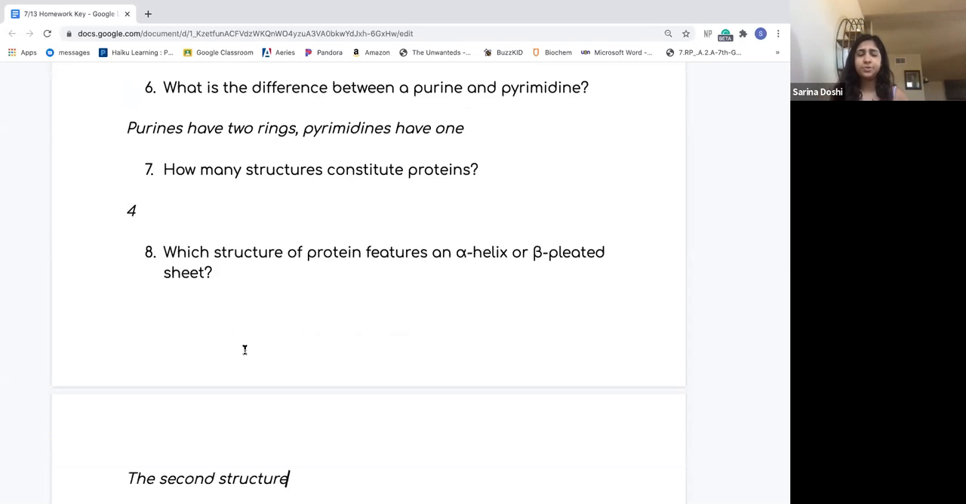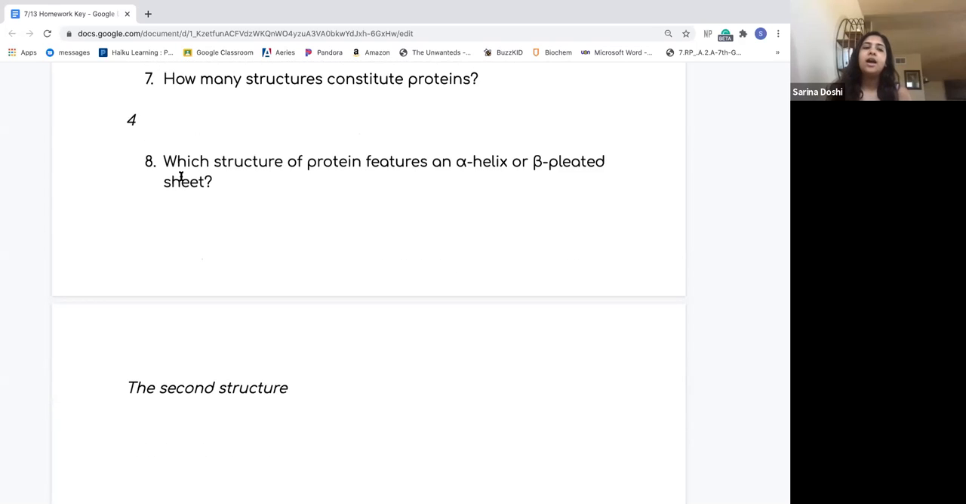How many structures constitute proteins? That was all straightforward. 4. Which structure of a protein features an alpha helix or a beta pleated sheet? That is the second structure. Okay, I went really, really quickly through all of that, and I'm trying to find the chat.